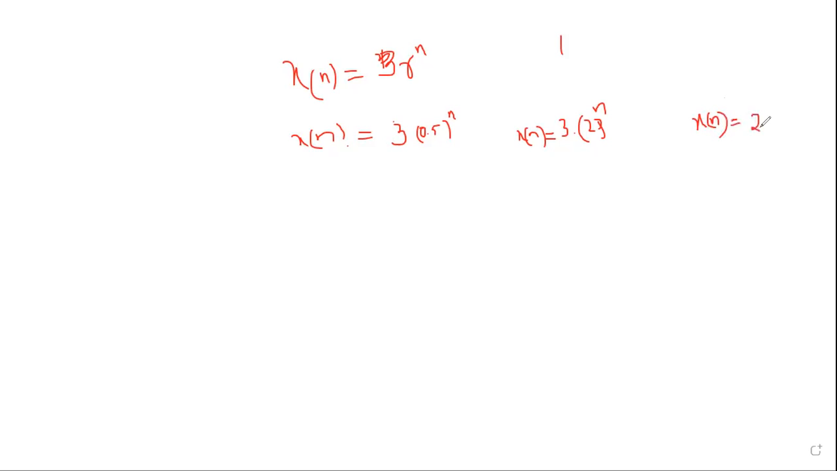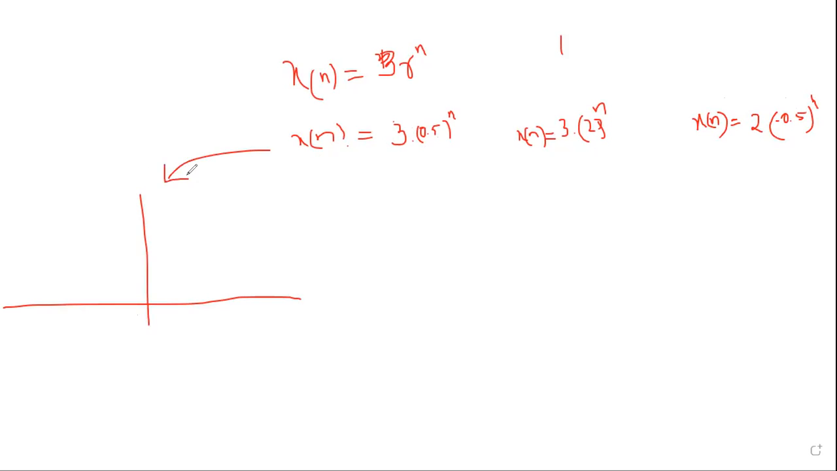2 into minus 0.5 to the power n. I will take 2 into minus 0.5 to the power n. Now what you have to do is take your calculator and start guessing how the shape is going to be. Let us now bother about the first expression, x of n equal to 3 into 0.5 to the power n. This is the one we are talking about now.